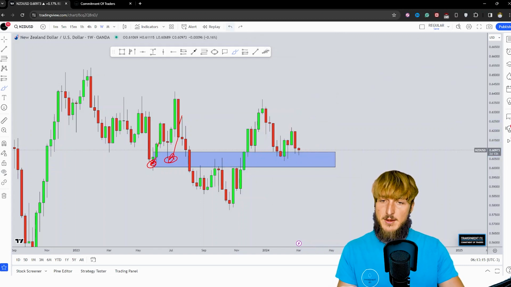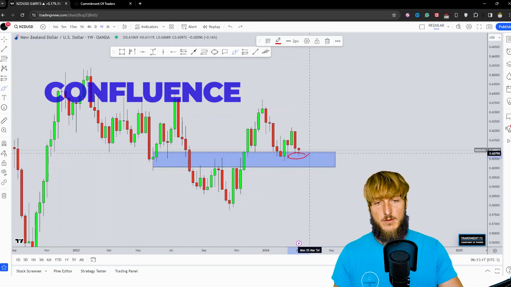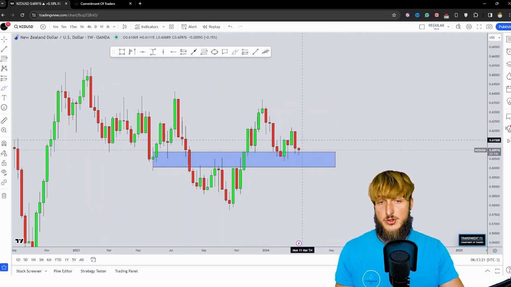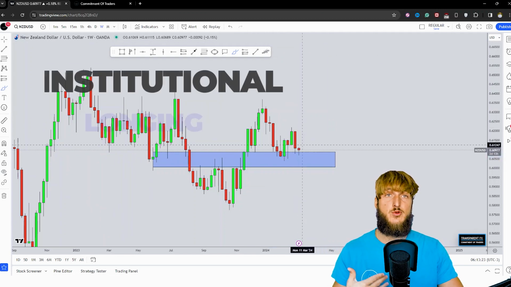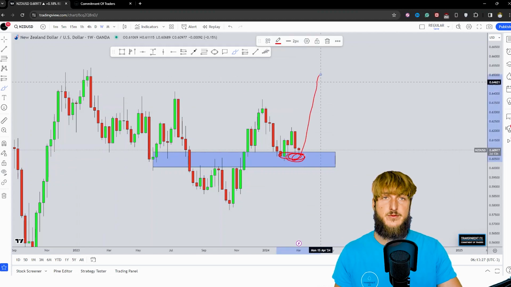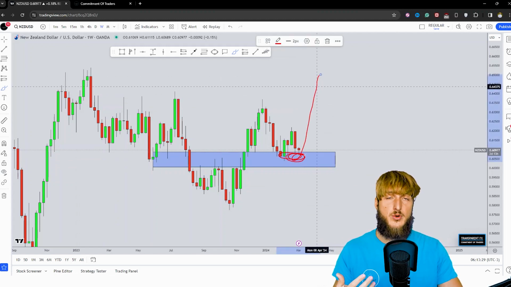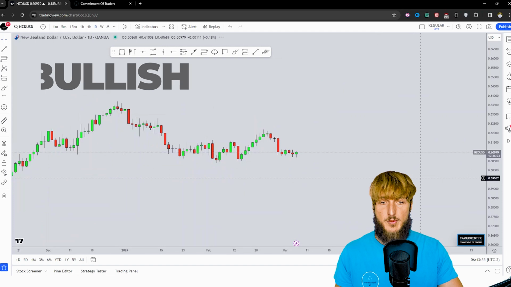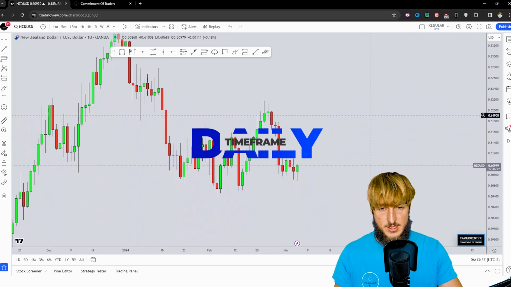Now, keeping in mind that this is also confluence of support from a monthly perspective, there is good probability of getting more institutional longing of NZDUSD inside of a confluence of support area, which at that point would further increase the probabilities of a potential push higher away from this level. Now, dropping down on the daily time frame, what do we see?